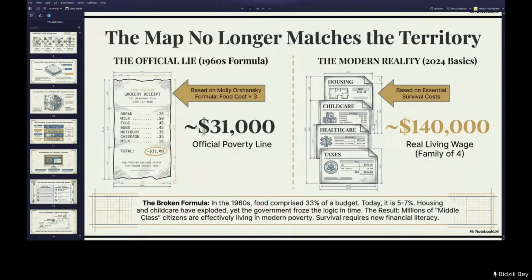Exactly. Let's break down those conservative national averages. We need to define modest housing. We'll stick with that $2,000 a month for rent, so $24,000 a year. Okay. Then basic healthcare.